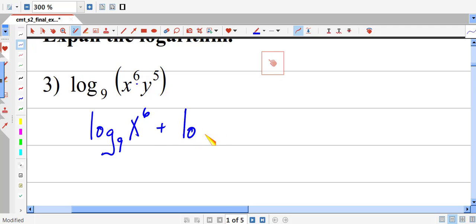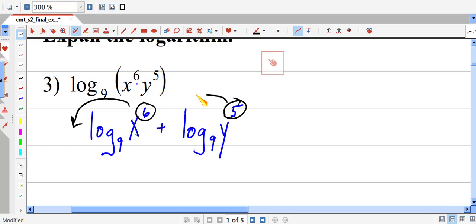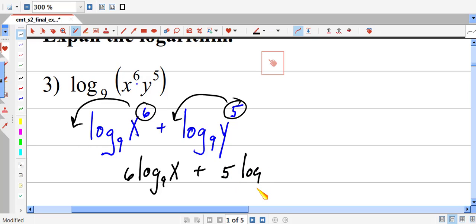So expand is to write the argument as individual logarithms. So the base always stays the same. All right, and now the last thing I do is I look for exponents. And if I have exponents, the exponent becomes the multiplier, the coefficient. So I'm going to be left with 6 log base 9 x plus 5 log base 9 y.